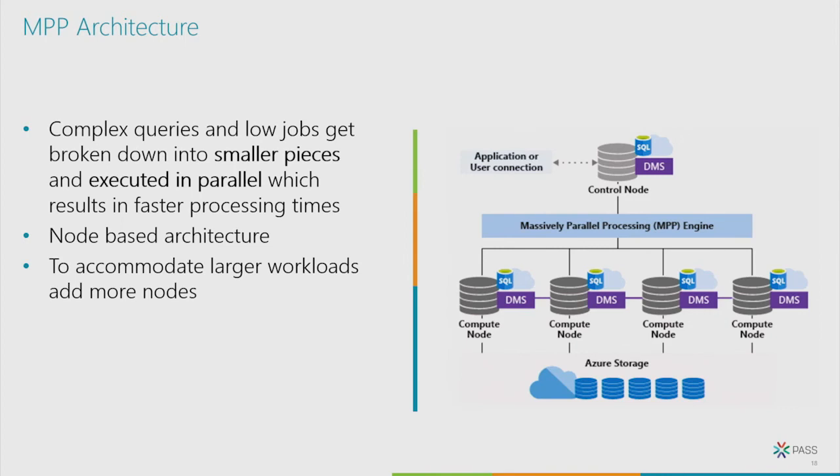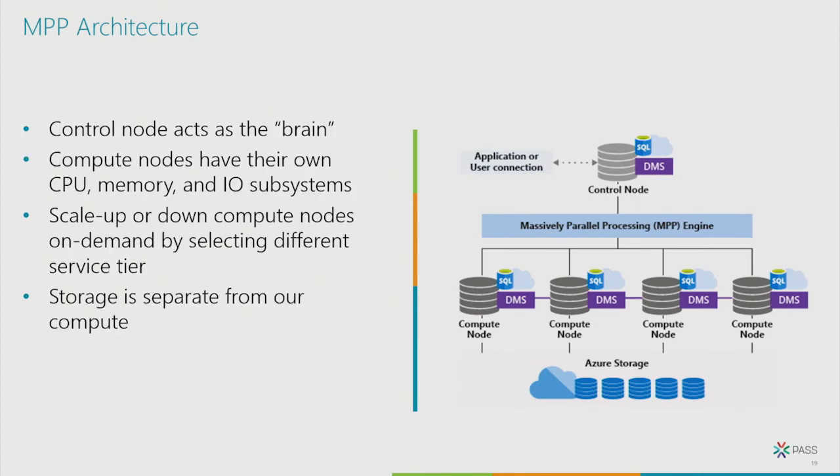But the idea is you're going to accommodate these larger workloads by adding more of what we call compute nodes. So a key concept is you're going to have this control node at the top. The control node acts as the brain for everything inside the data warehouse. And then the compute nodes have their own CPU, memory, and subsystems. So when you're scaling up and paying for more performance, you're adding more compute nodes to get more throughput. That's what you're really paying for.